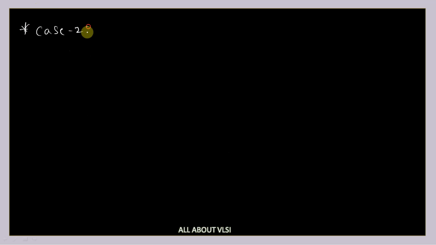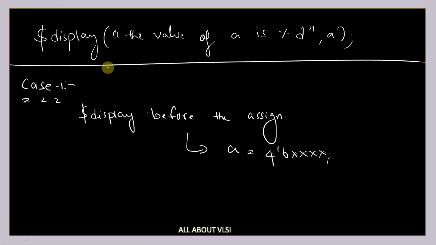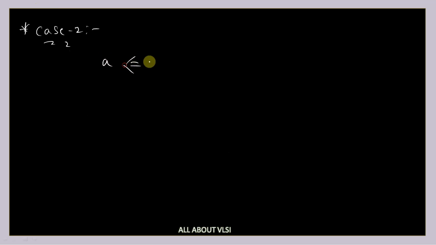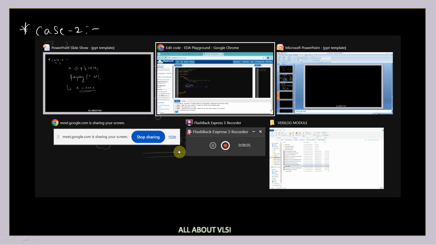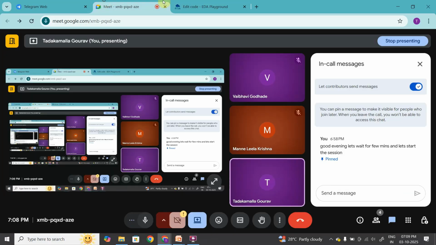So in my case 2, I'm using a non-blocking assignment of 4'b1010, and I'm using my $display statement for printing the value. In this particular case, I'm getting the value of a printed as unknown. This is my case 2, which I'm considering.